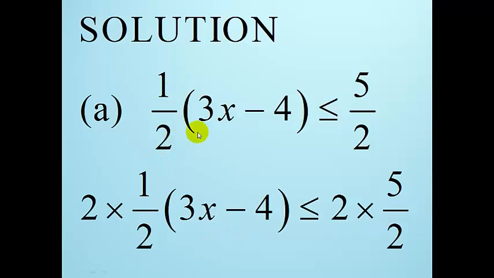Given 1 over 2 into bracket 3x minus 4 less than or equal to 5 over 2. What we have to do is to multiply through by the LCM, and the LCM is 2. So we multiply the left hand side of the inequality by 2, and that is how come we have 2 times 1 over 2, 3x minus 4, less than or equal to. We also multiply the right hand side by 2, that is how come we have 2 times 5 over 2. Now 2 will cancel 2, and so we have 1 times 3x minus 4, and the answer is 3x minus 4, less than or equal to. 2 will also cancel 2, so we are left with 5. Now let's proceed.